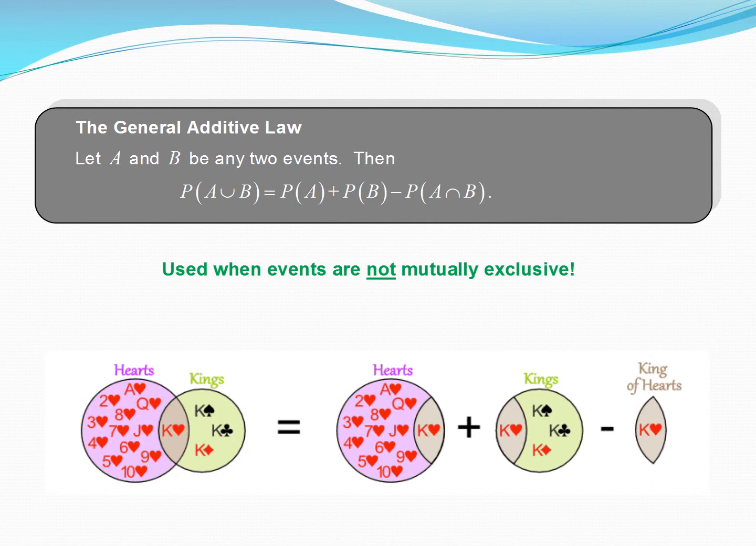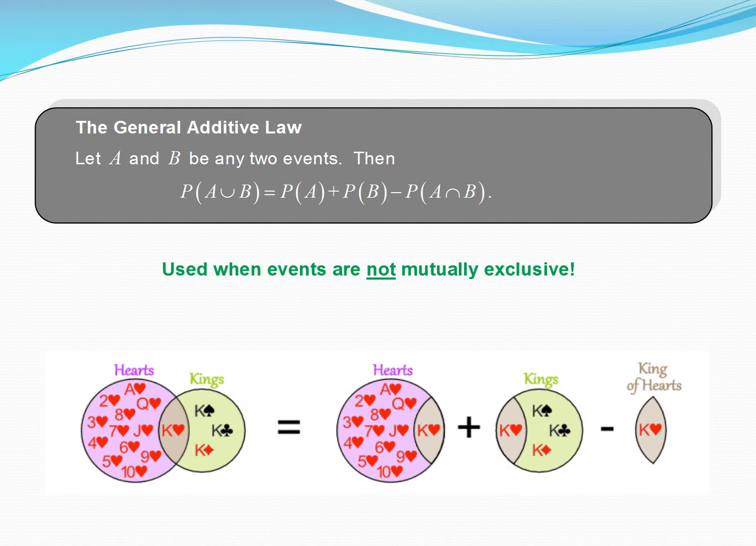The next law is the general additive law, and this law is applicable to events that are not mutually exclusive. So the probability of the union of events A and B will be equal to the probability of A plus the probability of B minus the probability of the intersection of those two events. So why do we subtract that intersection? Because you will basically add it twice, since that intersection will be part of each of the events.